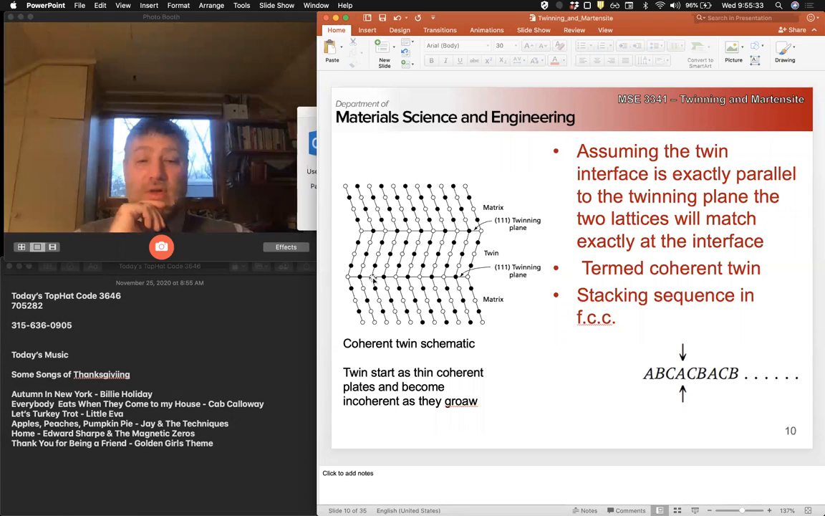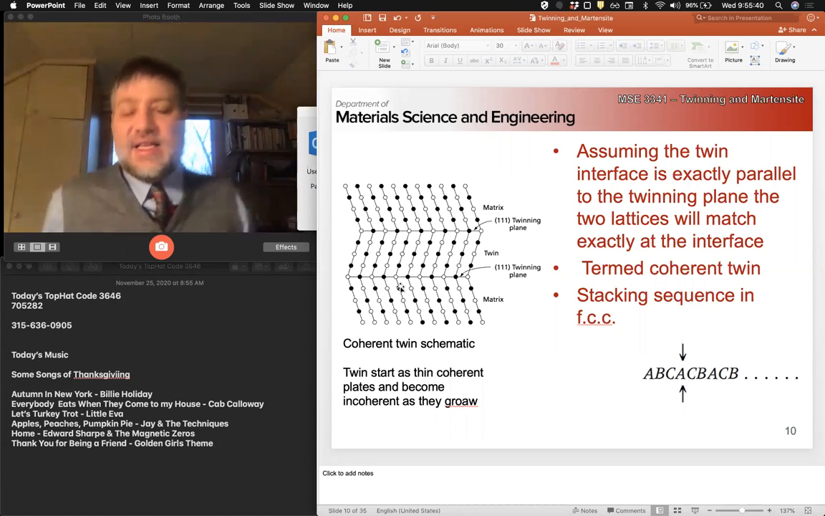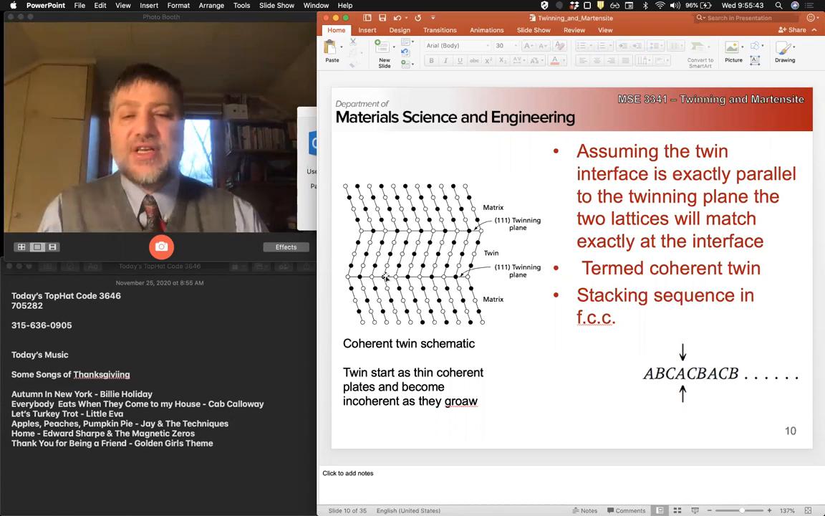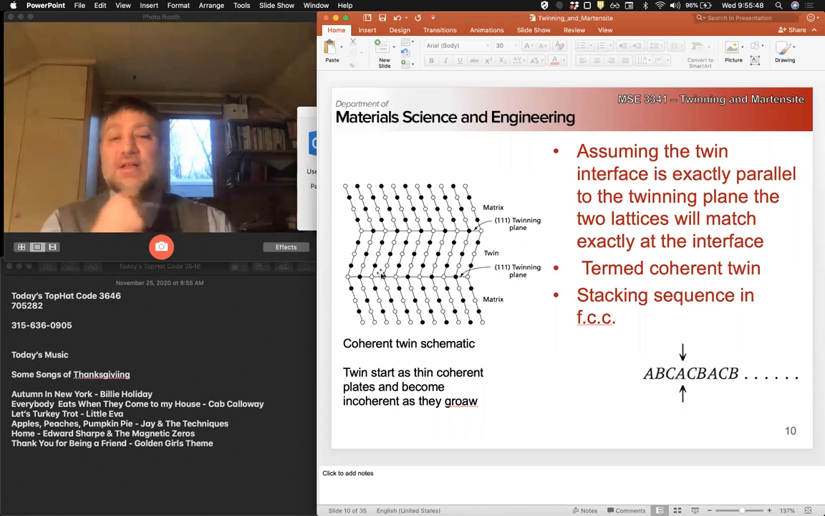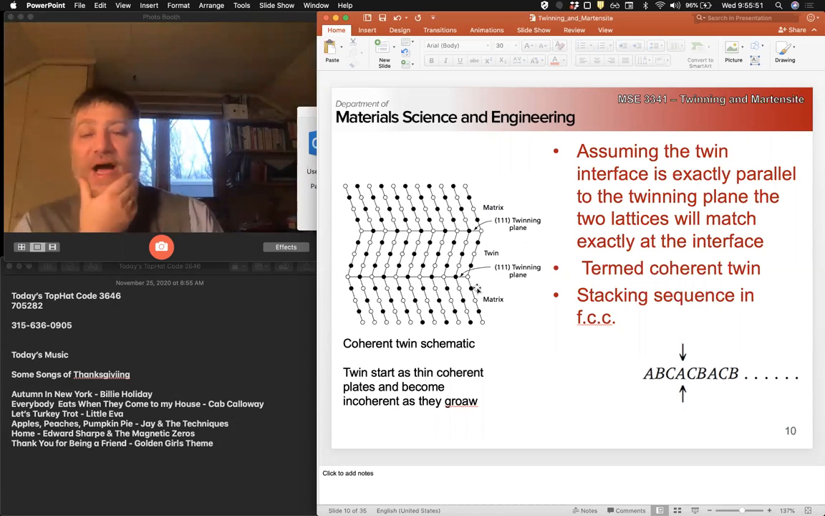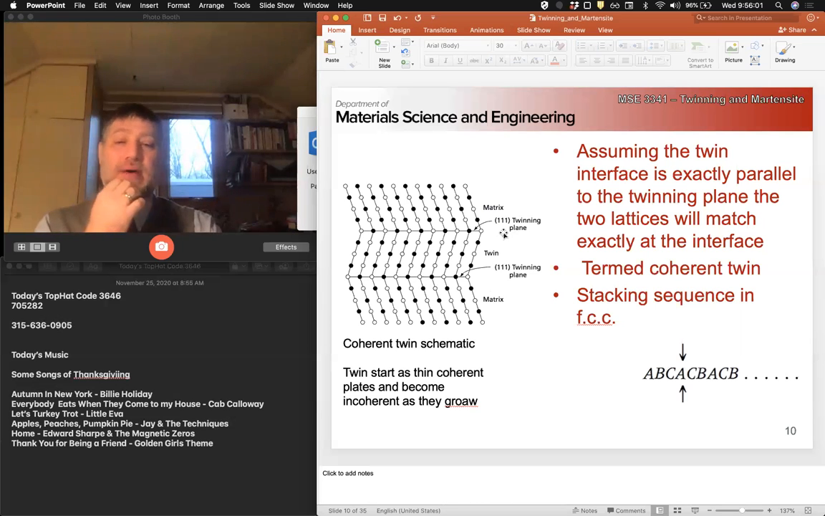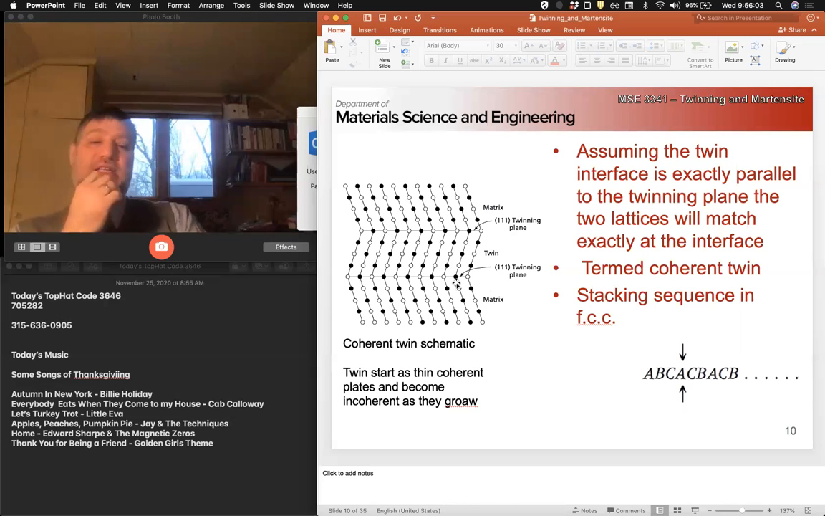Okay, so when you look at it this way, it actually becomes fairly easy to see that this twin interface is a very special type of grain boundary that has a high degree of symmetry. This has a much lower grain boundary energy than a regular incoherent grain boundary. But it also is related to the stacking sequence of atoms.